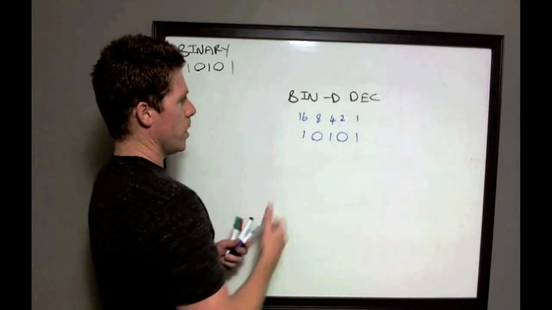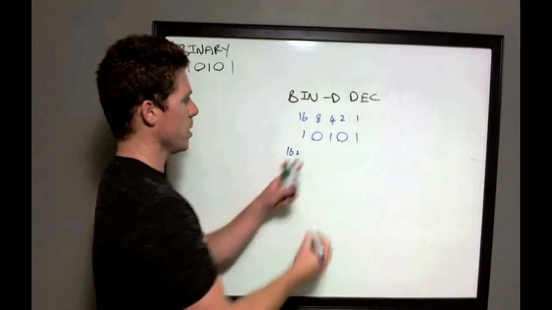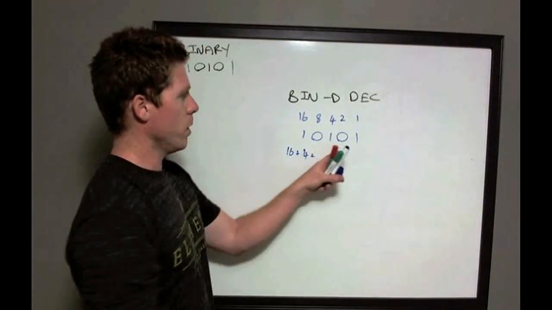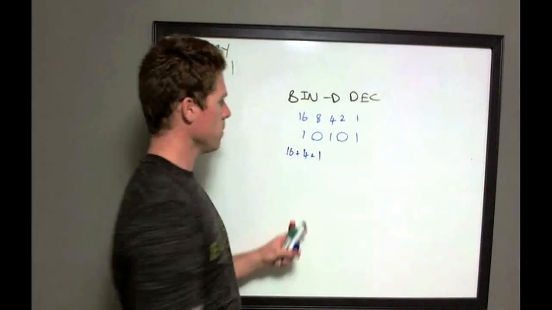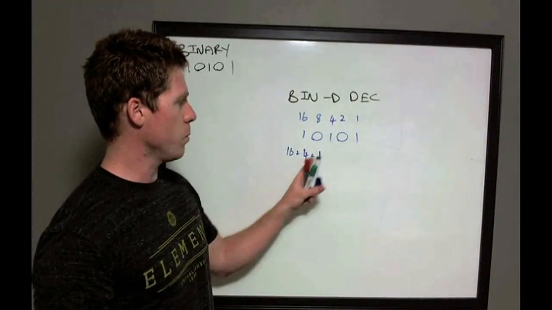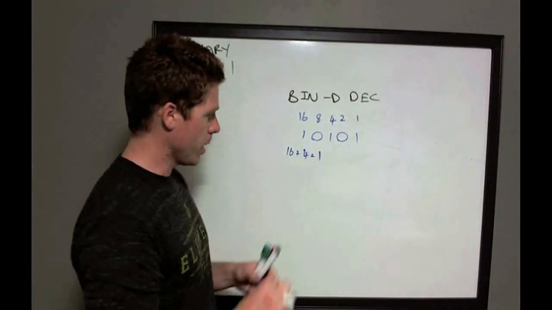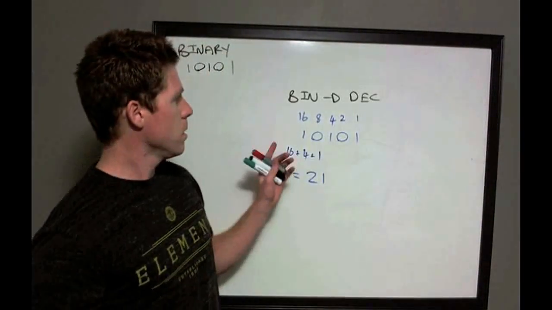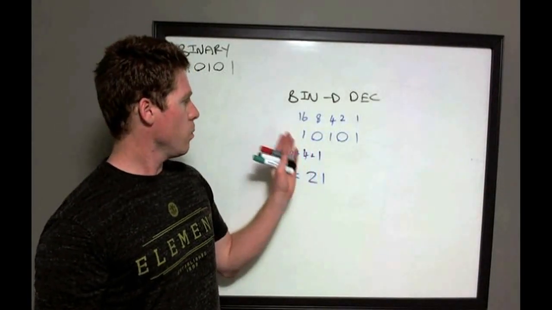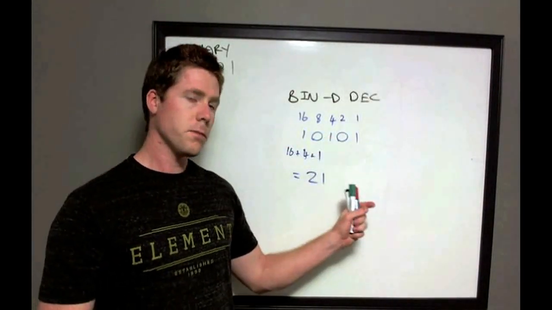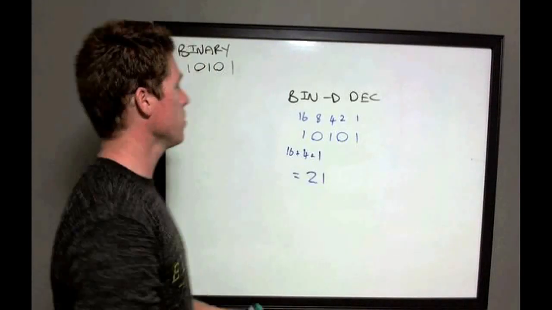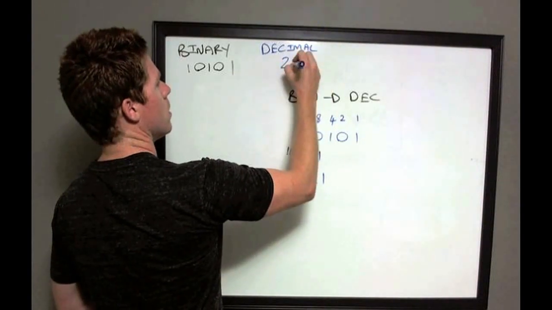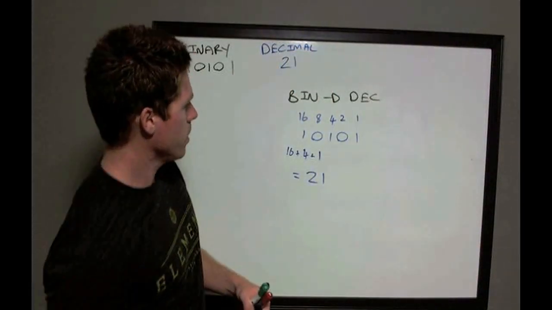So we've got one of these, so we've got 16, plus we've got none of the 8s, we've got one of the 4s, so we'll do plus 4, we've got none of the 2s, and we've got one of the 1s. So in this case, it's 16 plus 4 plus 1, and I don't have my calculator, but I think that's 21. So there we go, 10101 equals 21 in decimal. So let's write that up. 21.